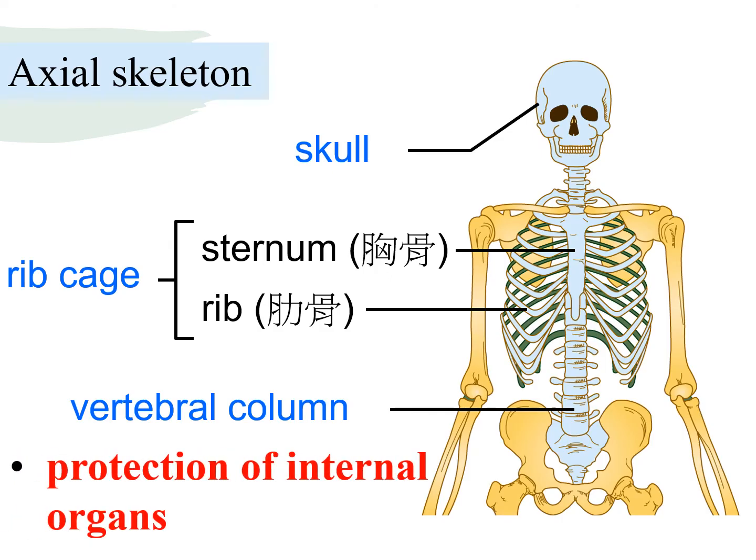The axial skeleton consists of three main parts: the skull, the rib cage, including the sternum and the ribs, and also the vertebral column. All this structure helps to protect the internal organs, such as the heart and the lungs.